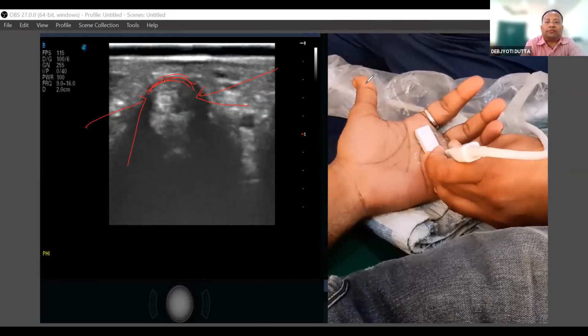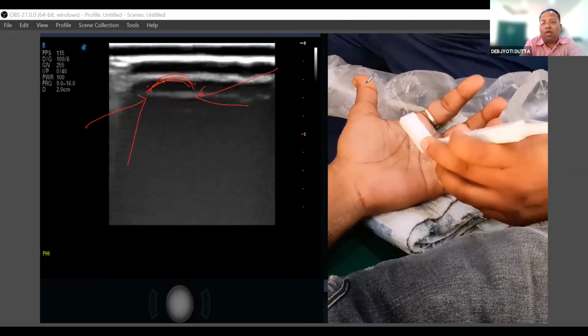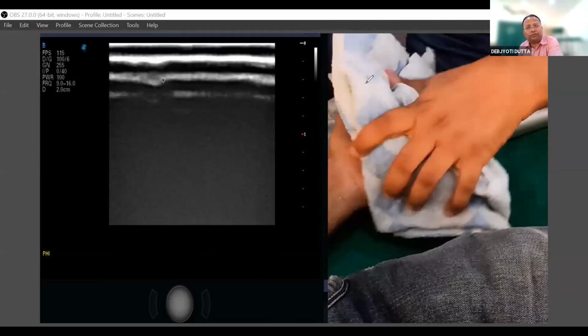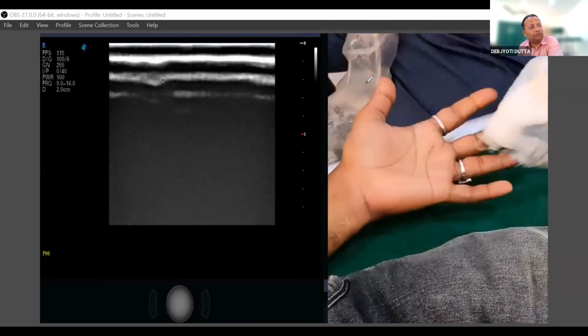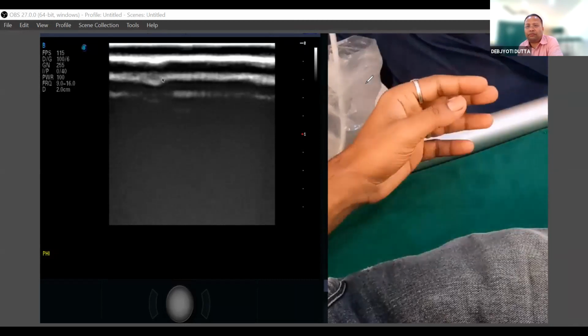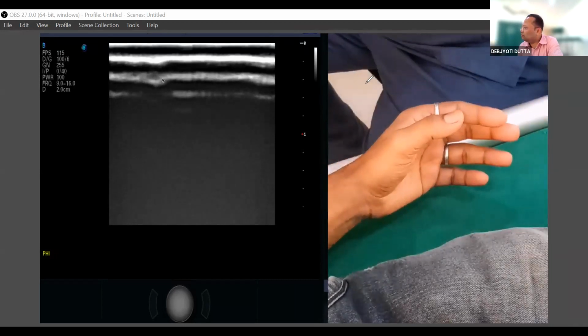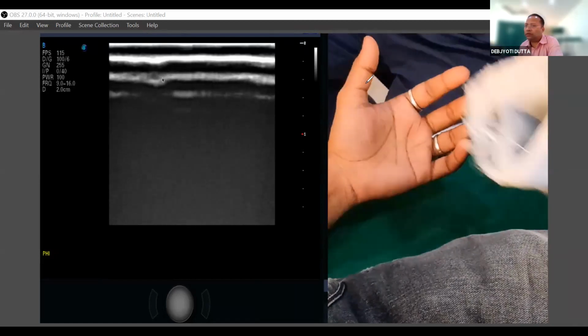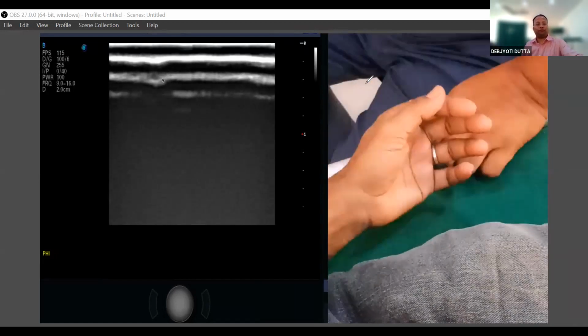It is a very effective procedure, and if you do it properly, you will be able to treat patients with trigger finger. So how much time is left? Only 10 minutes. So next I will show you some video and take questions.